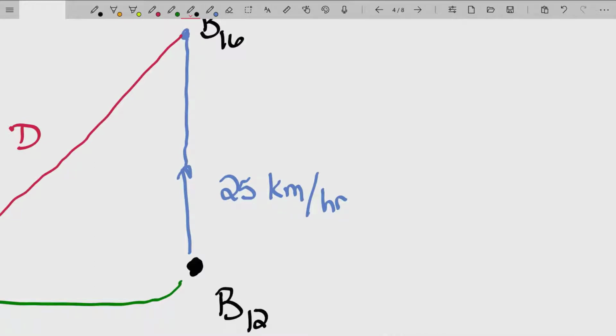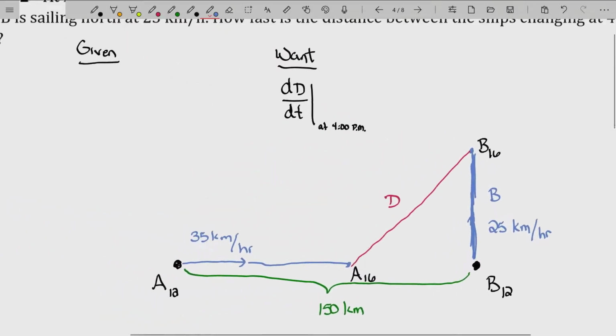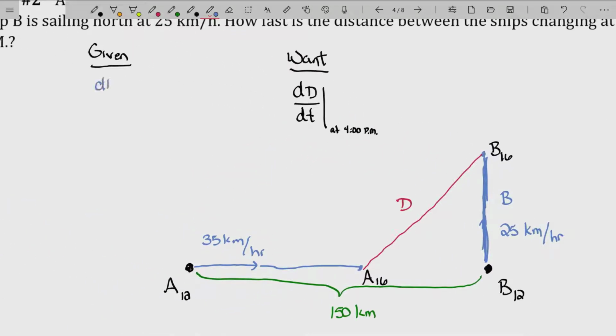That blue distance right there, and let me use my blue pen. This blue distance right here, they told us how quickly that's increasing. That distance is increasing at a rate of 25 kilometers for every hour. So if I call this distance B, I know that the rate of change of B with respect to time is 25. They gave me that. That side length is growing 25 kilometers for every hour.